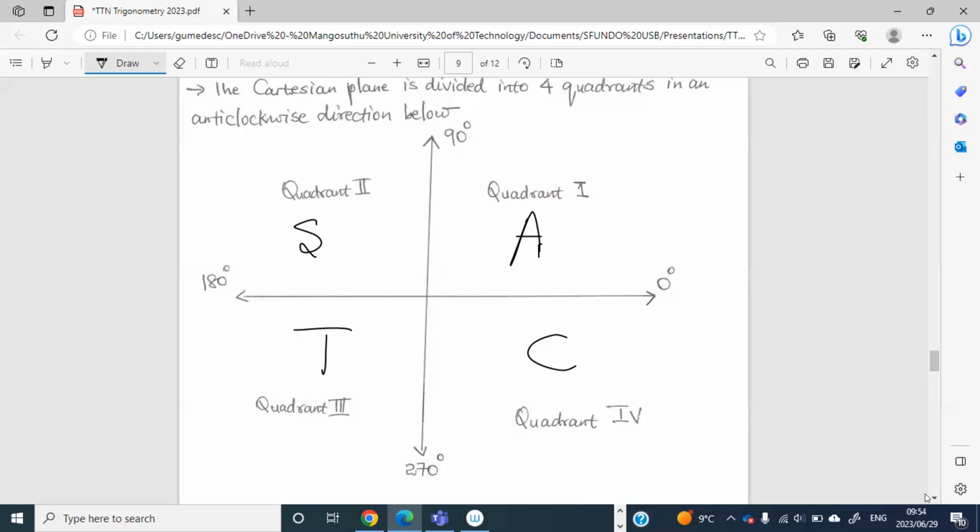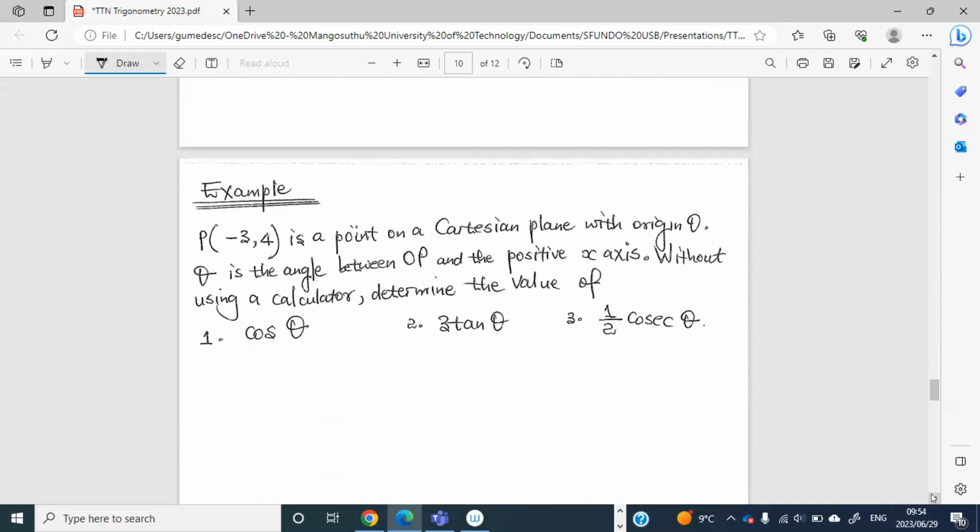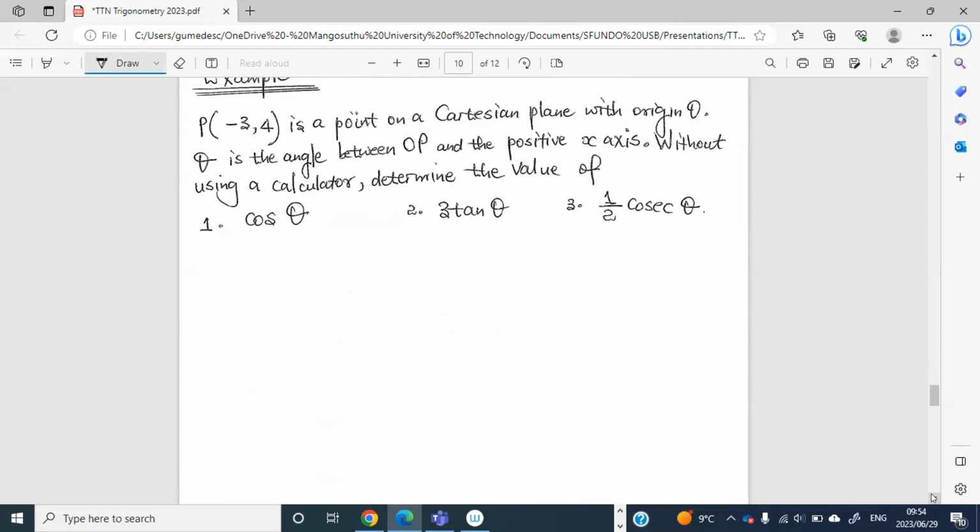I'm trying to be fast now because we've got 5 minutes and can do only one example, to show you a case where you have a point which is not in the first quadrant. For example, let's say you've got a point P lying on the second quadrant. It's -3 as x and 4 as y, right?